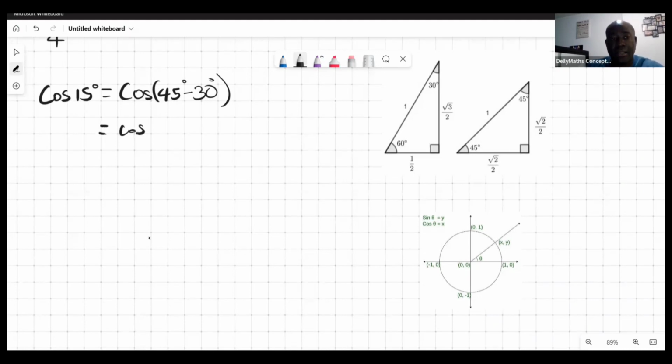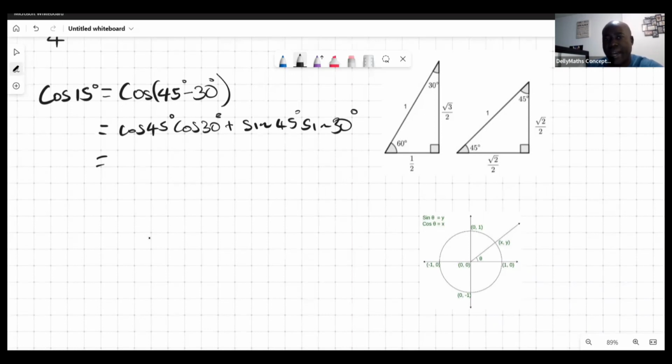It's going to be the cos of 45 times the cos of 30 degrees plus the sine of 45 degrees times the sine of 30 degrees. When you're working these, you have to make an effort to at least remember these formulas if they're not given to you in the exam. Now, from this, we're going to just go to our special triangles to see what we have.